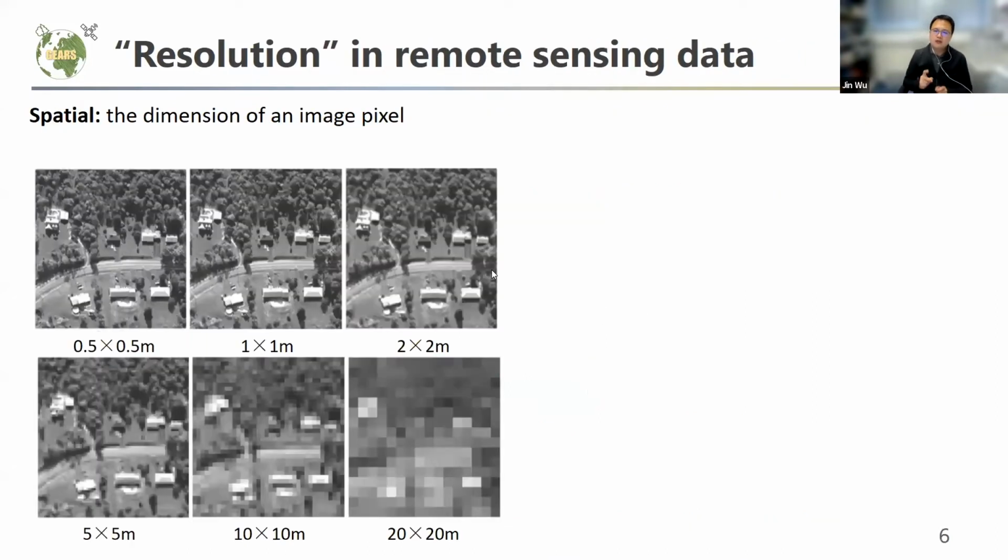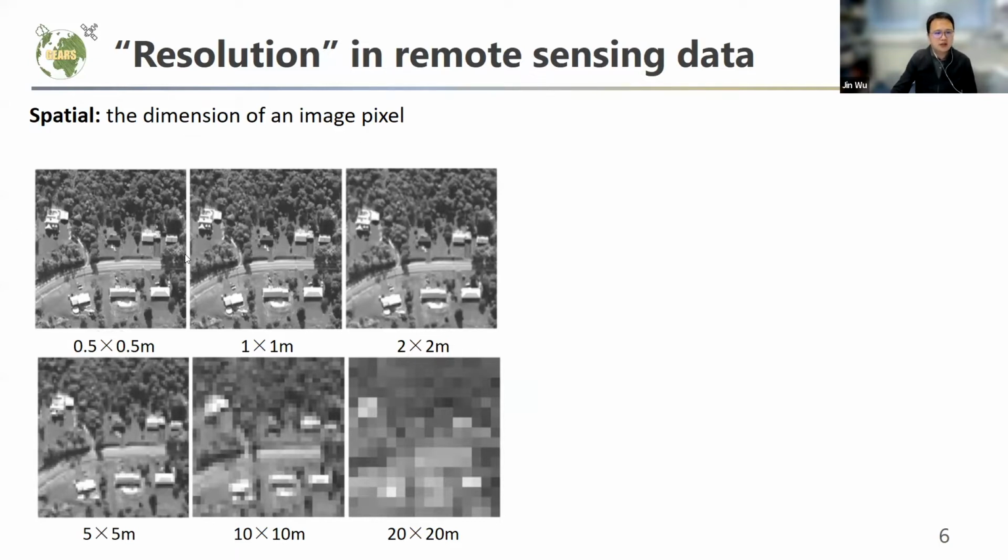One really important terminology in the remote sensing field, especially when we interpret remote sensing data, is resolution. Normally there are at least 3 dimensions of resolution. The first dimension is called spatial resolution. It refers to the dimension of an image pixel.